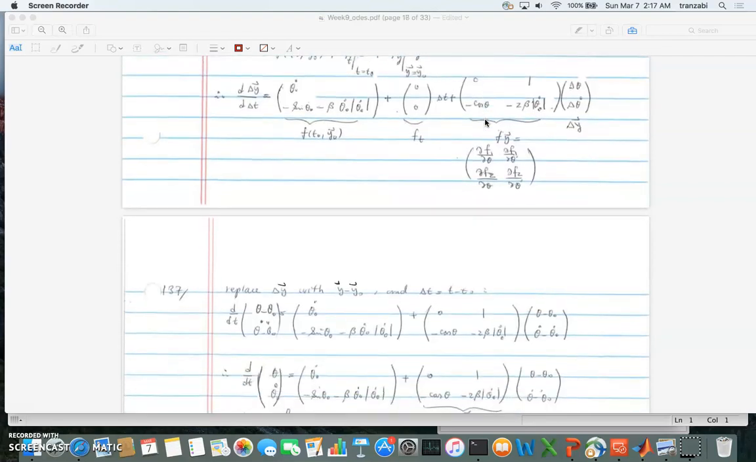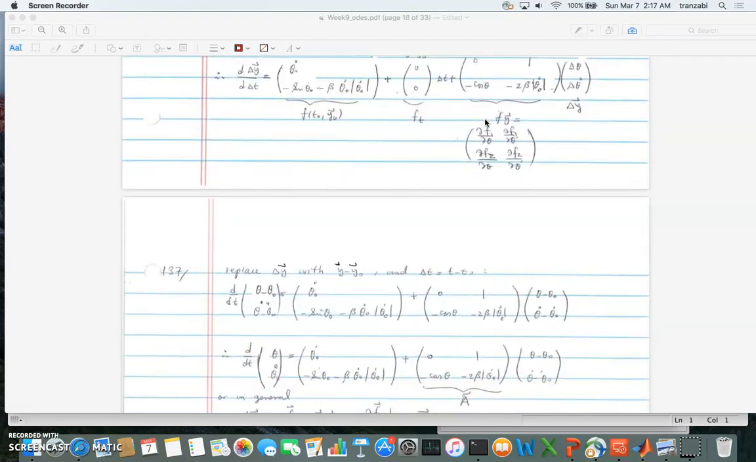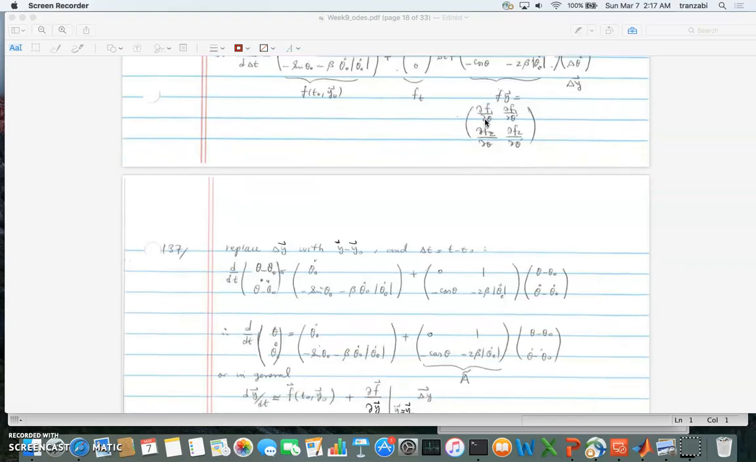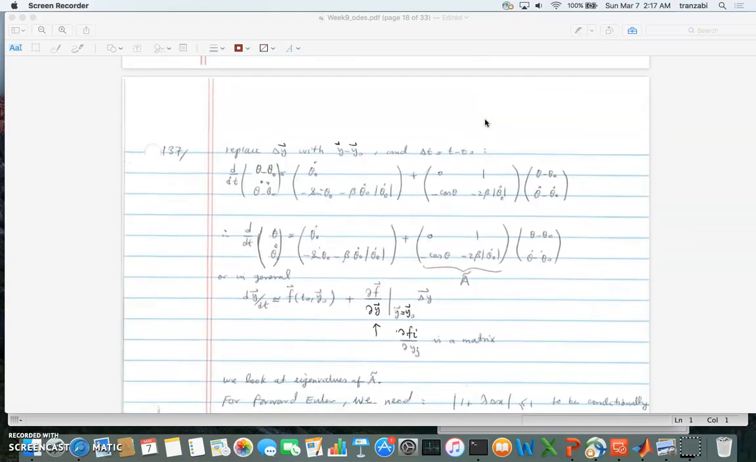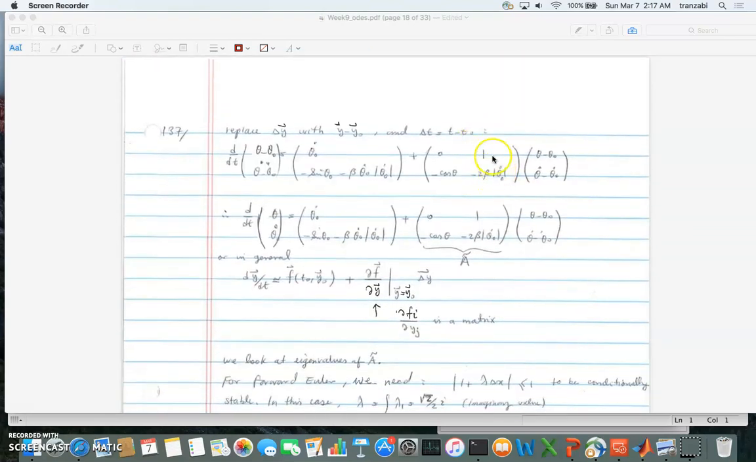By assuming theta naught is initially 60 degrees, we can go ahead and find the eigenvalues of this matrix when theta is equal to 60 degrees and theta dot is 0.